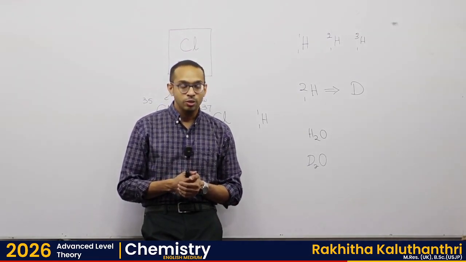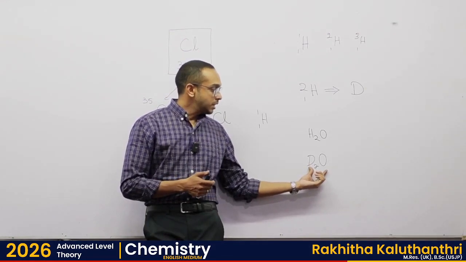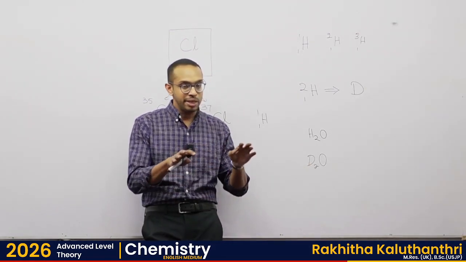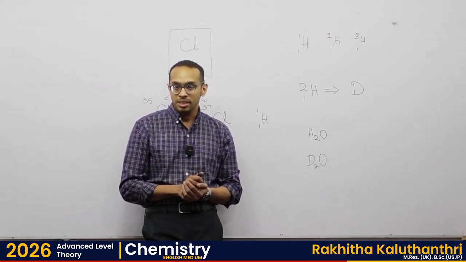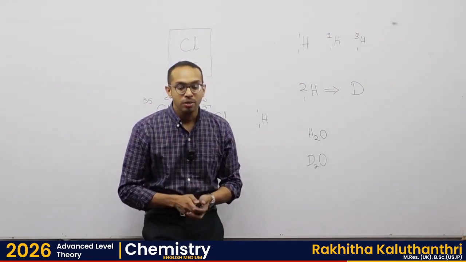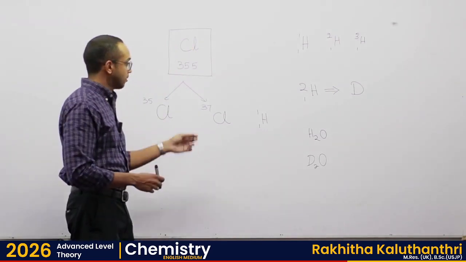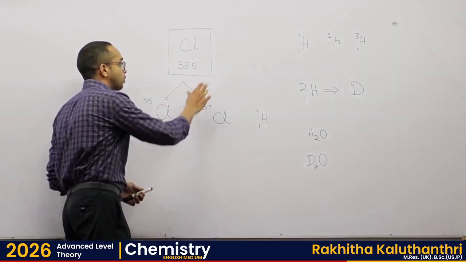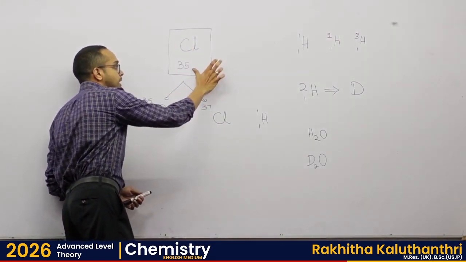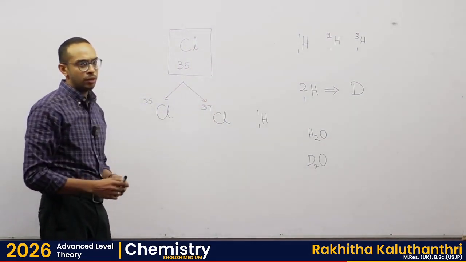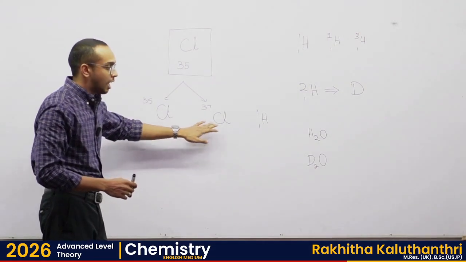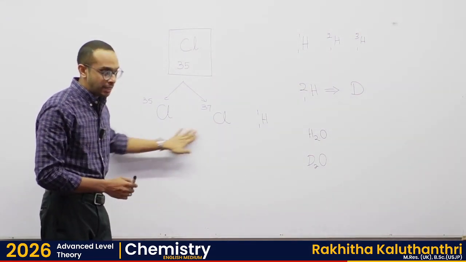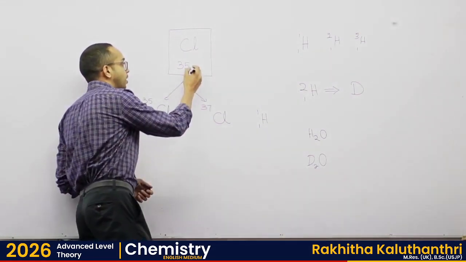Is that clear? So students, these isotopes can be separated, but they are usually present together in a given sample. Because of that, we can't just put only one isotope's relative atomic mass here. That will not be accurate because we have a mixture of these two. So we take the average value and write the average.